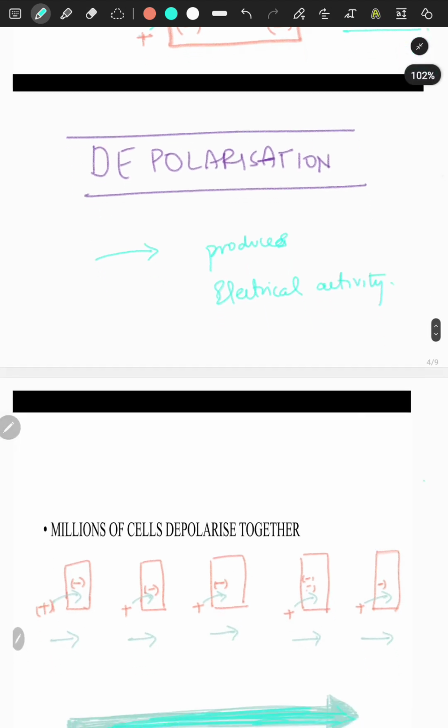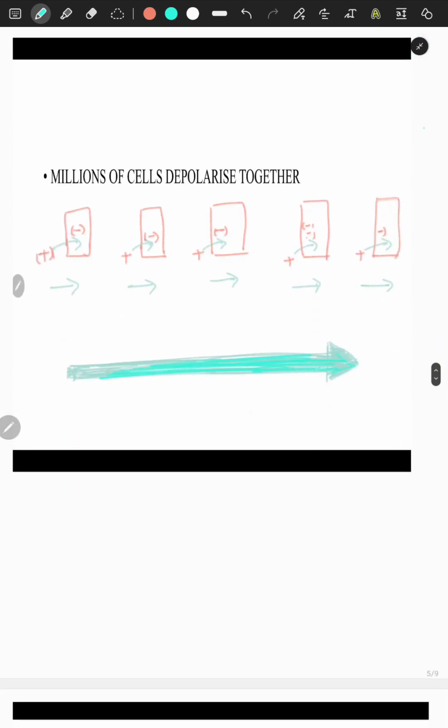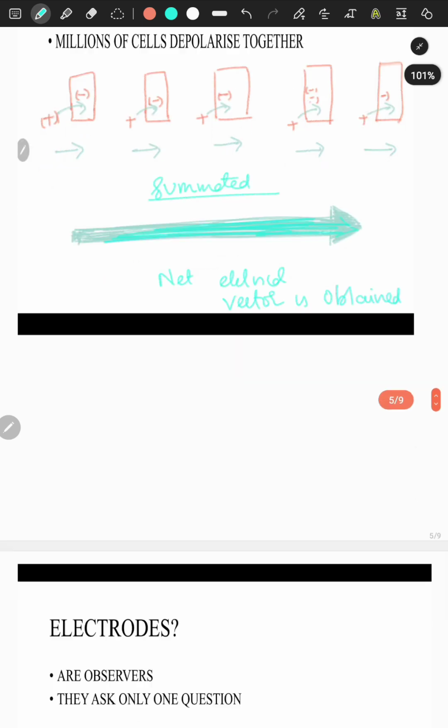So when millions of myocardial cells depolarize together, each cell will produce electrical activity. All these electrical activities get summated and a net electrical vector is obtained. This is recorded by the ECG.